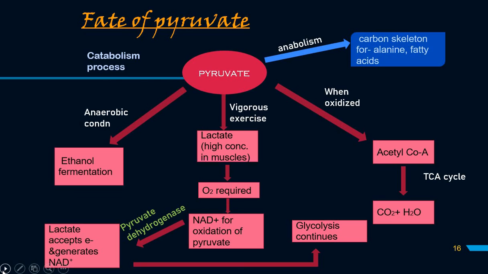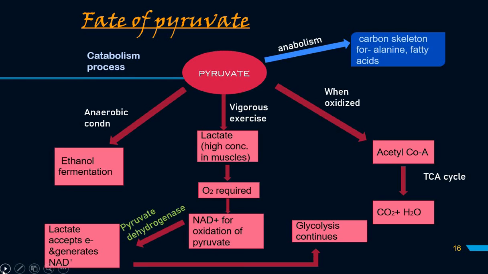When we consider the catabolic process, that is degradation of this molecule, there are 3 types. Under anaerobic condition it forms ethanol. Under anaerobic condition in muscle, lactate is formed during vigorous exercise. So this lactate needs to be converted again to pyruvate so that glycolysis can happen. The process requires NAD+, and NAD+ is given by pyruvate. So lactate accepts this electron and generates NAD+, and hence the glycolysis phase continues.